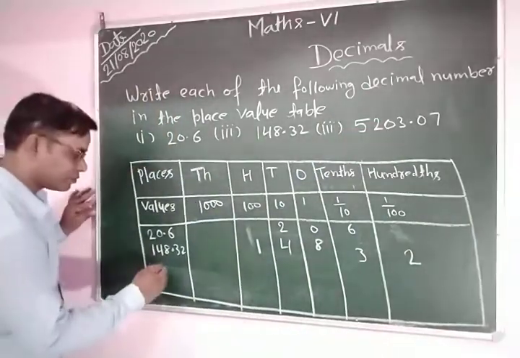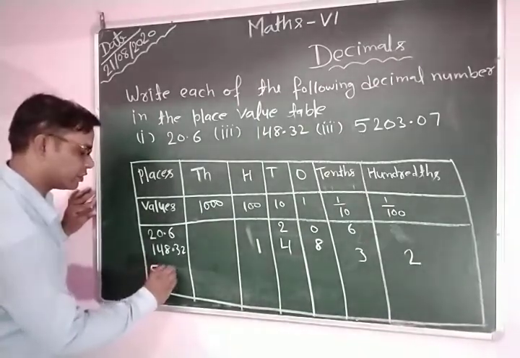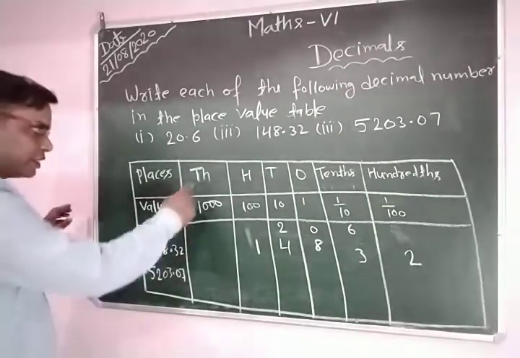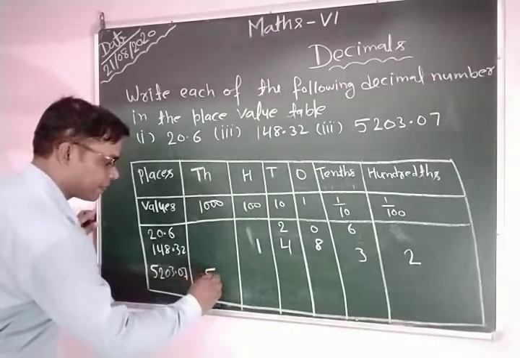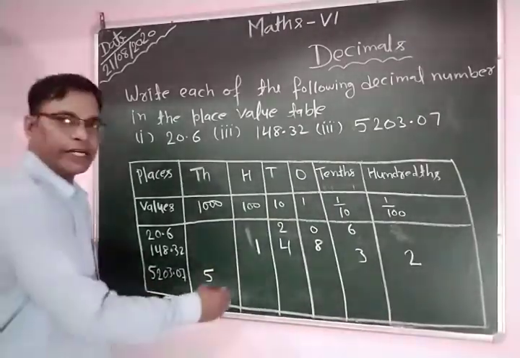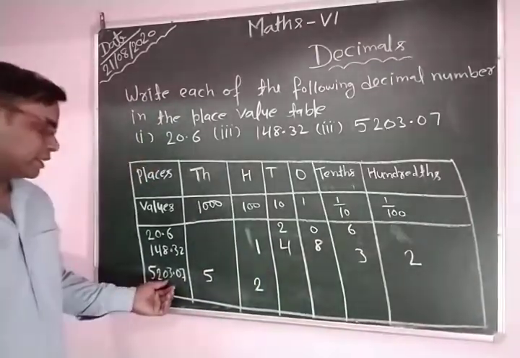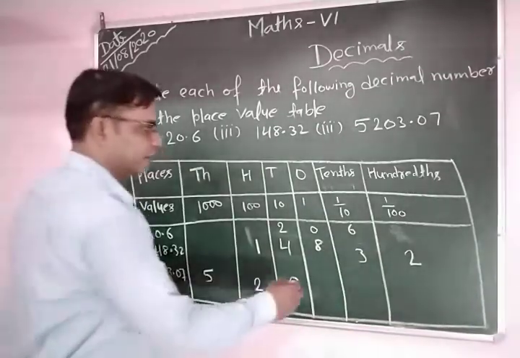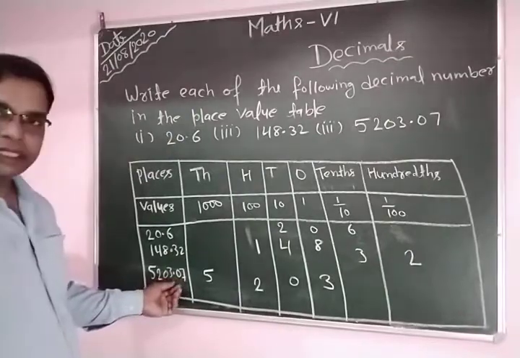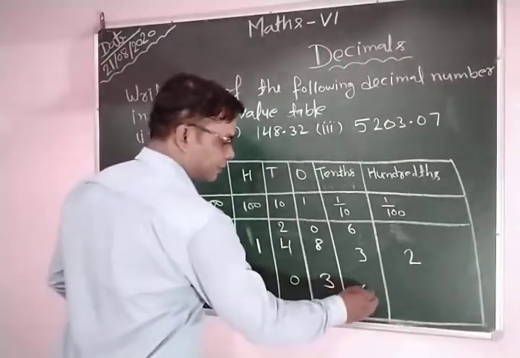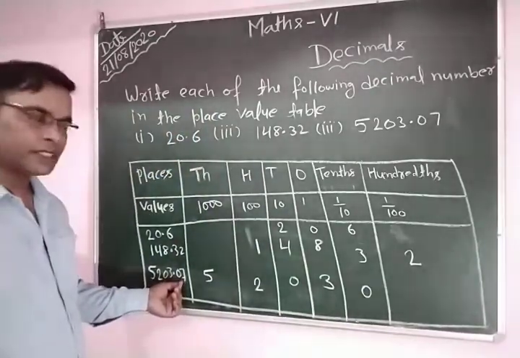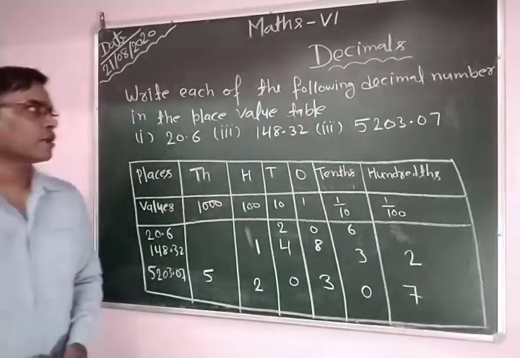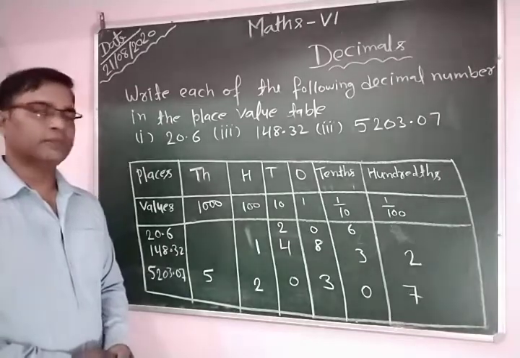Now the next value, 5203.07. So you write 5203.07. You can see the place value of 5 is the thousands place. So this is the thousands column, and you write 5000 here. And the hundreds digit is 2, so you write it under hundreds. The tens place is 0, so you write 0 here. The ones place is 3, so you write 3 here. And after the decimal, the tenths place is 0, so you write 0 here. And the hundredths place is 7, so you write 7 here. So students, I hope all of you understood how to write the given decimal numbers in the place value table.